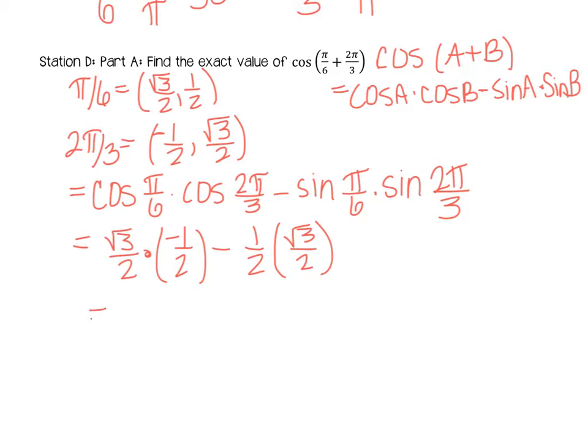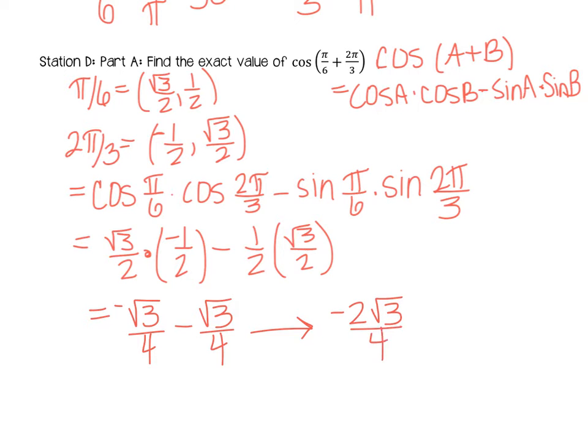So I know that I'm going to have negative root 3 over 4 minus root 3 over 4, which is going to add together to give me negative 2 root 3 over 4. And I know that I have to simplify that to negative root 3 because this is 2 times 1 and this is 2 times 2. So I can basically divide each piece by 2. So my final answer ends up being negative root 3.